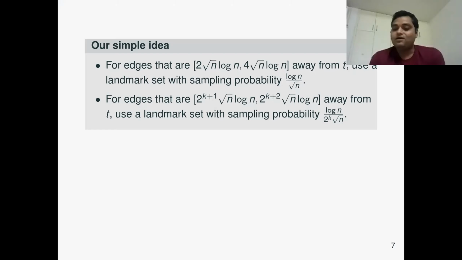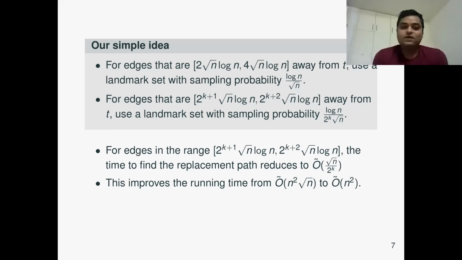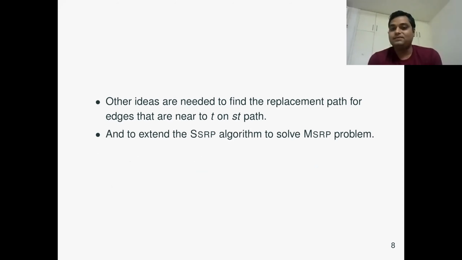What we show in the paper is that for edges in this range, 2 raised to k plus 1 square root n log n to 2 raised to k plus 2 square root n log n away from T, you can use this landmark set, and the size of this landmark set is square root n by 2 raised to k. Using this landmark set, you can find the replacement path, and this helps us in improving the running time from n square root n to order n square. So this was a simple idea.